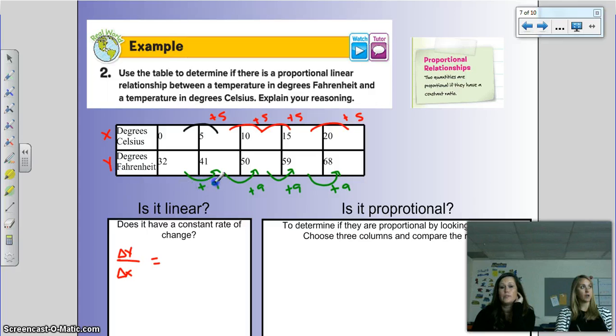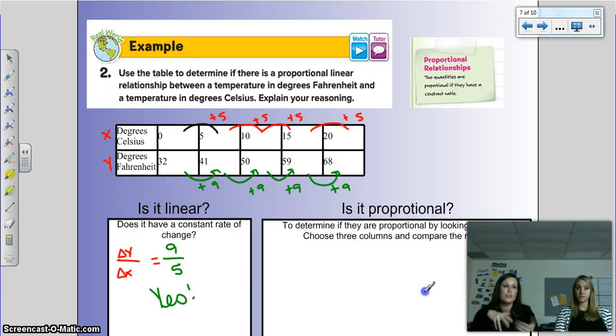So that's my numerator, change in Y, 9. And then change in X, 5. Now, I can't reduce that, so I just leave it straight up and down just like that. Okay, so does it have a constant rate of change? Yes, so this is linear, so we would write yes.